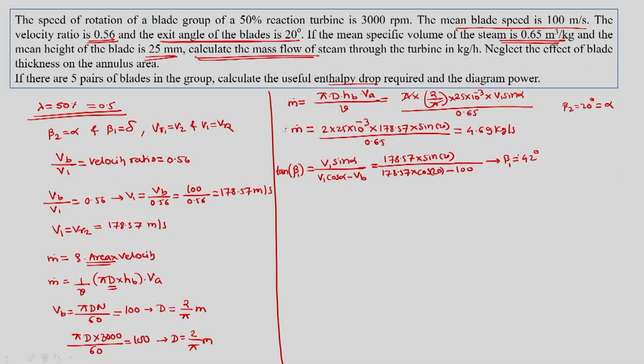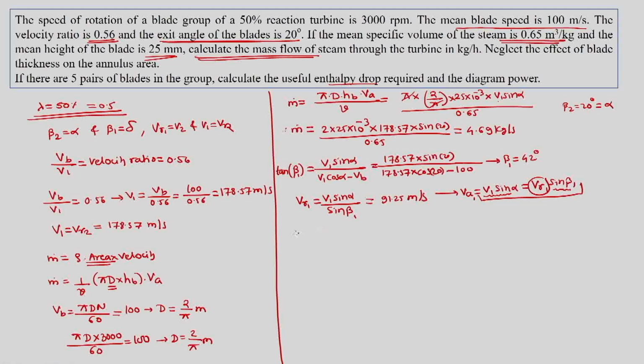Having this, we can find VR1, and VR1 is equal to V1 sin alpha divided by sin beta 1. So we have VR1 is equal to 91.25 meters per second. Here we are using VA1 is equal to V1 sin alpha is equal to VR1 sin beta 1, and from this equation we get VR1 is equal to V1 sin alpha divided by sin beta 1.